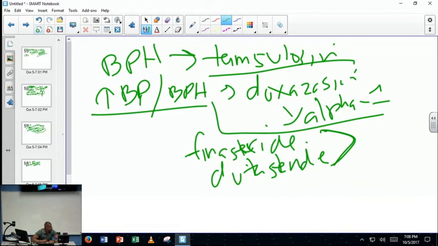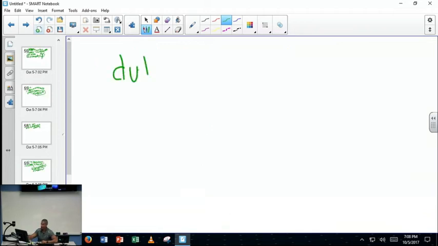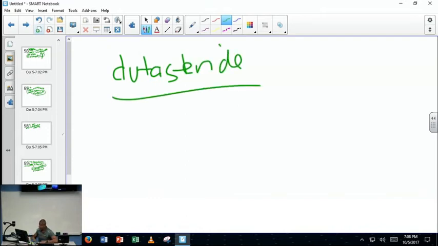What's the brand name? I can't remember the brand name. Avodart. That's it. Thank you. Yes, Avodart's the brand name. And tamsulosin is Flomax, right? Okay, but it's the same drug. Same drug, and it's more expensive, so why would you use it? Let's cross it off.